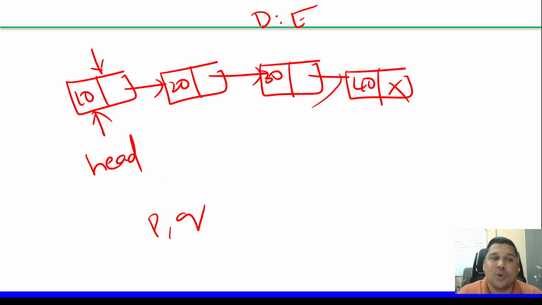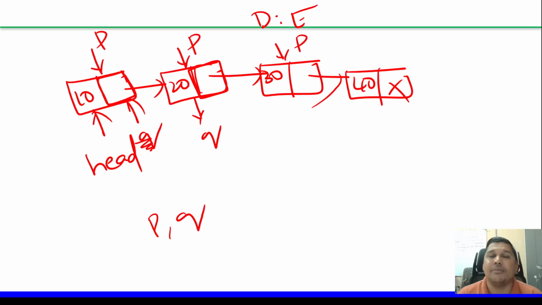Initially this will be your P. P will be pointing here. Check if P's next is null, no. Then write P equal to P next. So this becomes your new P, and make this your Q. Then again check if P's next is equal to null. Is it null? No. Make this your Q and make this your P. Again check if P's next is equal to null.